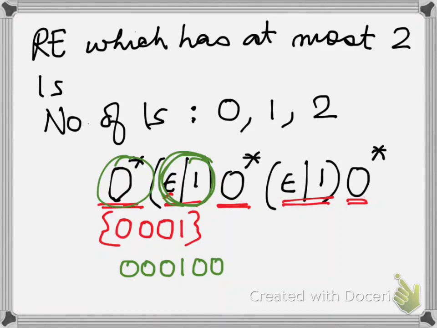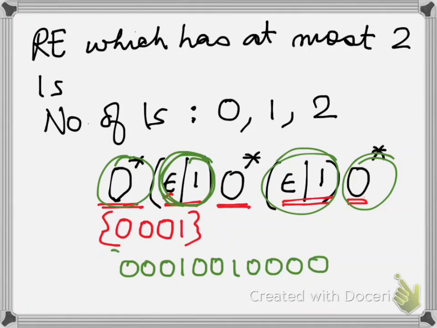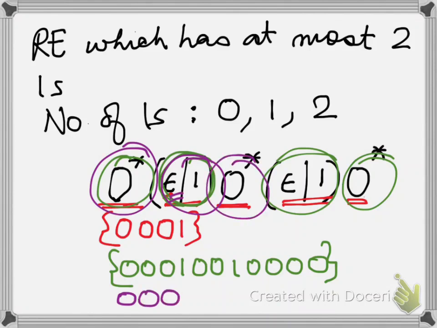Then from this one again I pick a 1, and from this one I pick 4 zeros. So in this whole thing I can have 2 ones. Alright, and the third is here. From here I pick 0. From here I pick epsilon, so nothing. From here again I pick 2 zeros. Then from here again I pick epsilon, so nothing will come here, and from here I pick 1 0.